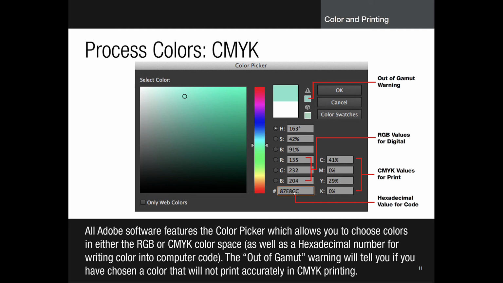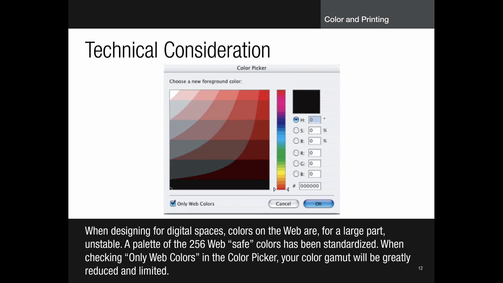The one thing I want to draw your attention to, this little warning box up here. If you choose a color that is not going to reproduce accurately in CMYK, this warning will pop up. It's called the out of gamut warning. That means the color is falling out of the CMYK color gamut. So this is just a little warning. That doesn't mean you can't use the color, but you just have to be aware that when the time comes to print it, the color might be a little off and you may need to make some adjustments on it.